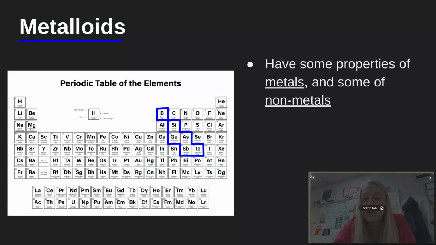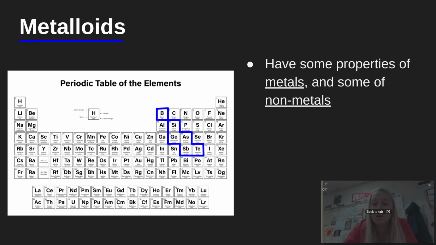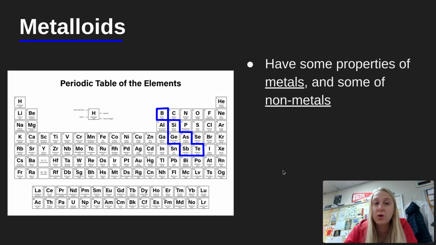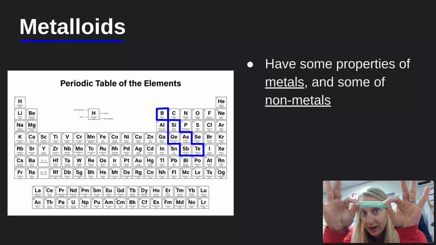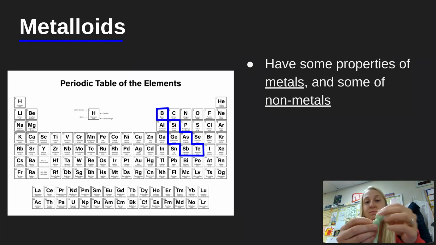So the things I need you to know about metalloids, and again, remember, pause this video as you need to get your coloring done. So metalloids have some properties of metals and some of non-metals. For instance, silicon is a good example, where silicon is actually primarily what silly putty is made out of. So it is stretchy, it is malleable, it is ductile, but it kind of maybe has a little bit of luster, but it certainly is not conductive, all right?